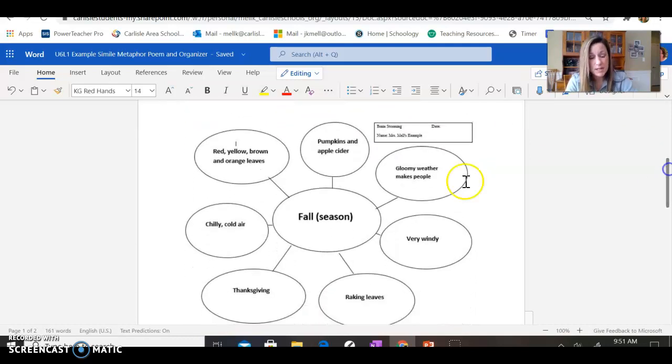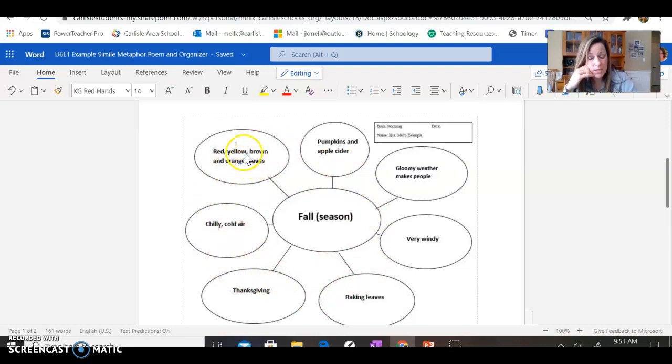So here you can see I did go ahead and I wrote about my favorite season, fall. Now you could write about a season, you could write about your favorite sport, your favorite food. You get to choose, okay? Whatever topic you'd like to pick. And then you think of some things that are really enjoyable about whatever you choose, and things that you could maybe describe using similes and metaphors.